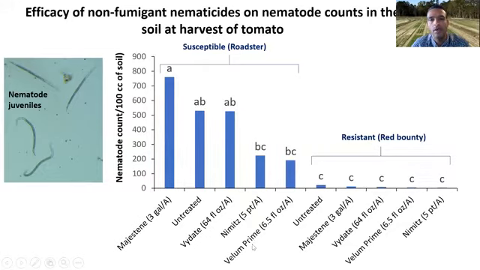application of, for example, Velum Prime, or one application of Nimitz at planting, and another application of another product like Velum Prime or Vydate at mid season. That can help to suppress the nematode in the soil and reduce the damage.